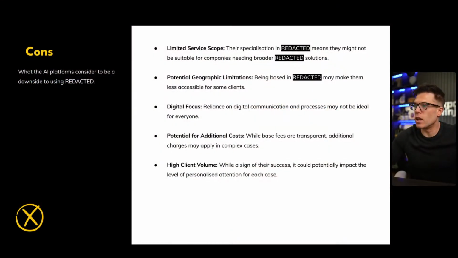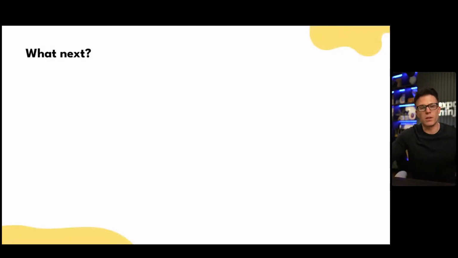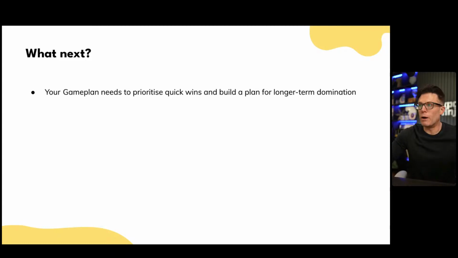Okay, good stuff. So now let's go into the GEO recommendations. So throughout these first three things, you'll have been picking up lots of things that need to be fixed. How do we start prioritizing them and building them into a GEO game plan? Well, as with any digital marketing task, you don't have time to do everything right now. So it's all about prioritizing quick wins whilst building a plan to handle the longer term stuff.